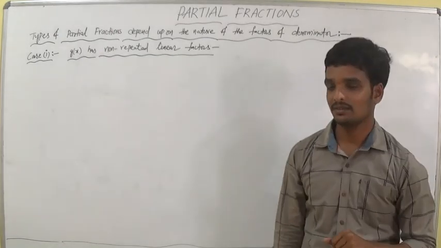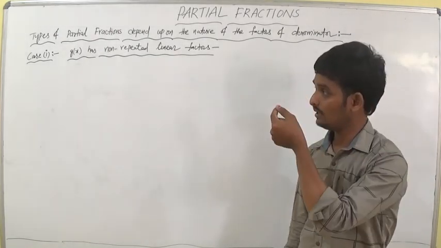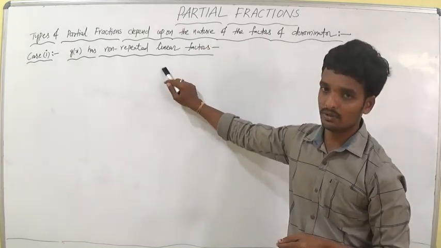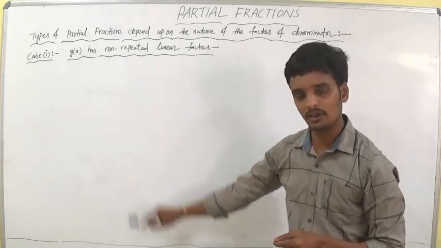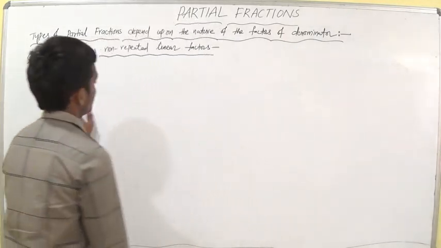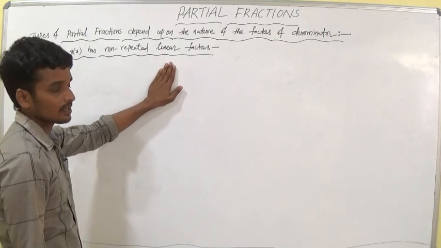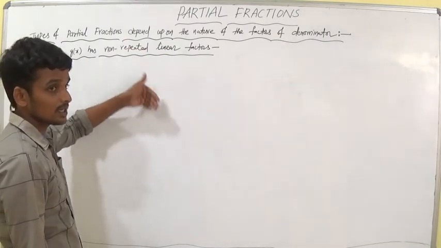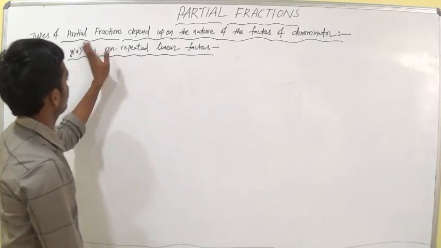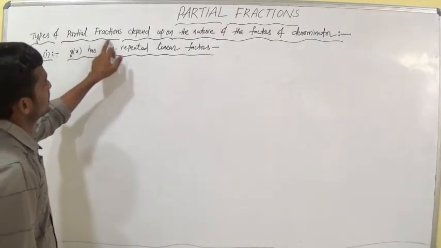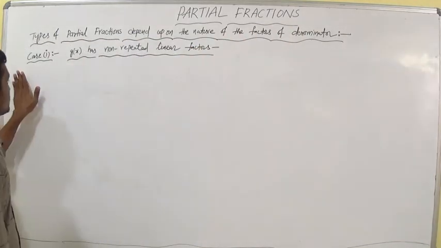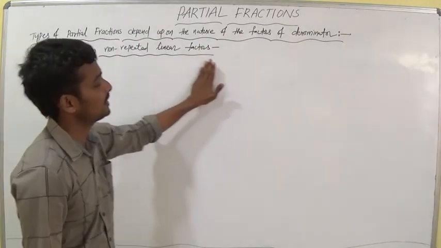Did you understand the heading? So keep an eye on the heading and the case one. If you observe the heading and the case one, you can solve easily. Why? Because we have to observe the nature of the question. Is this linear factors or quadratic factors? In these three cases, which case, what we have to do? Types of partial fractions depend upon the nature of the factors of the denominator. The first case, g of x has non-repeated linear factors.